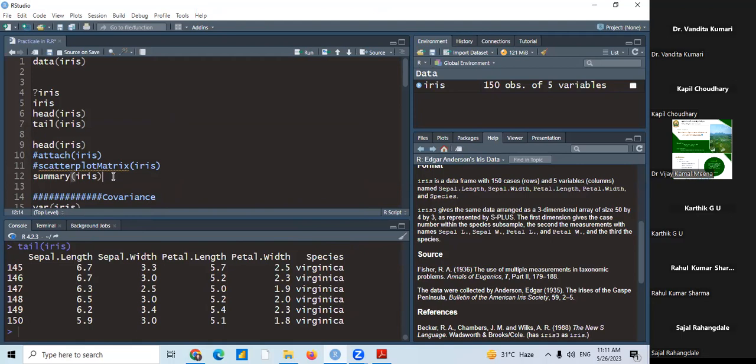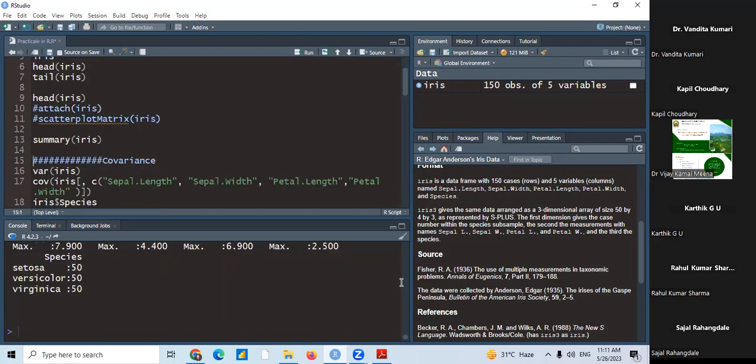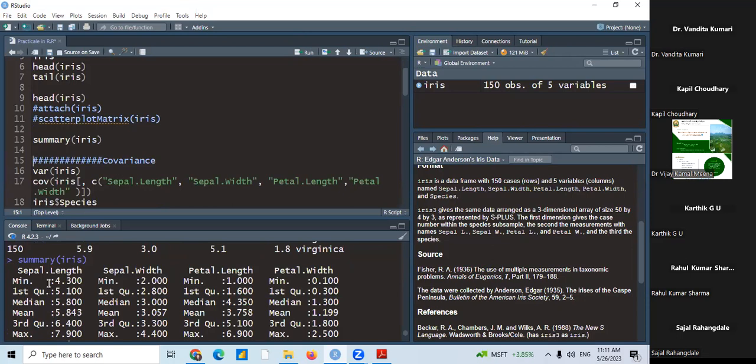Now in statistics, if you would like to know the summary of the data set, we write summary and the name of the data. The data set name is iris. This gives us the summary of the data set. For sepal length, it gives the minimum value, maximum value, first quartile, median, and mean, and also for the other variables as well. So this is just about the data set. Now I would like to switch to my presentation.